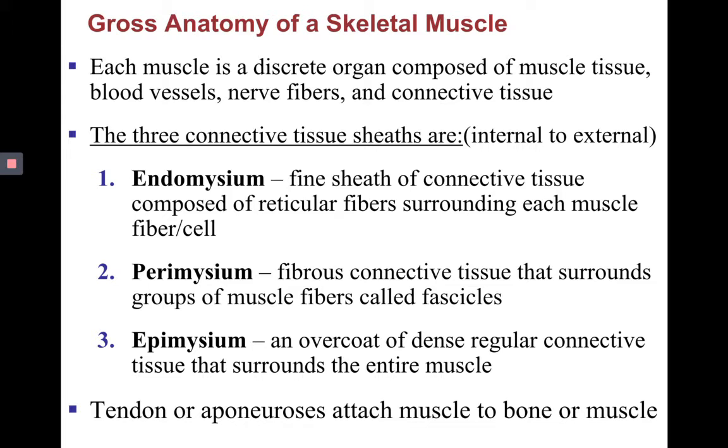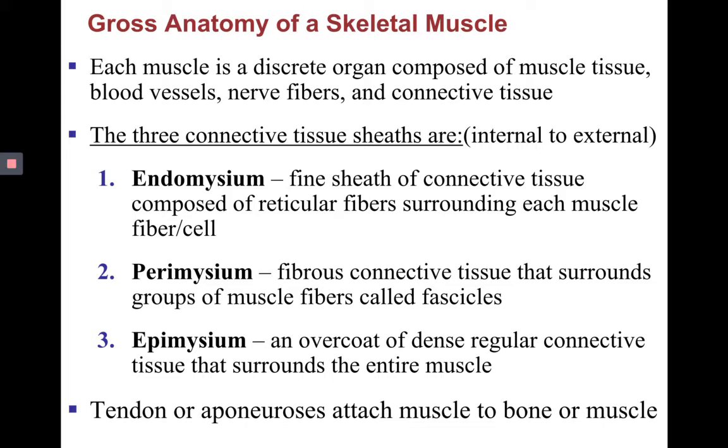So again, these are connective tissue coverings, and they cover certain things in muscle that are organized in a certain way to create skeletal muscle as an organ. And we'll also see some tendons or aponeuroses that are going to be there to attach muscle to bone or another muscle. Alright, so first let's talk about what the endomysium is. The endomysium is a really thin piece of connective tissue that covers each muscle cell. That's all it is.